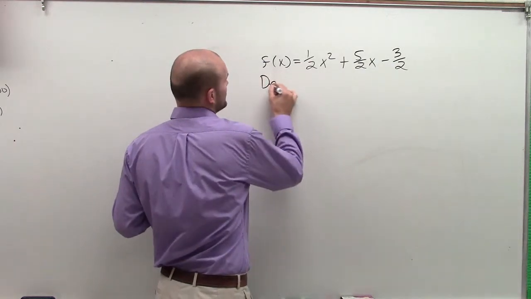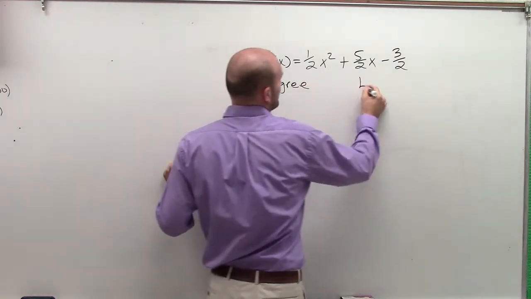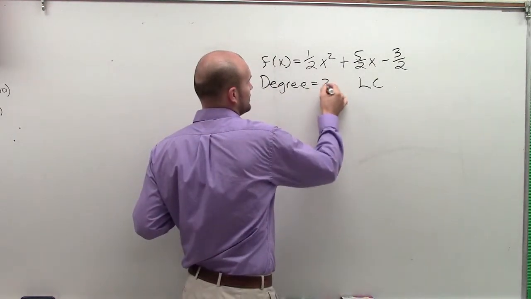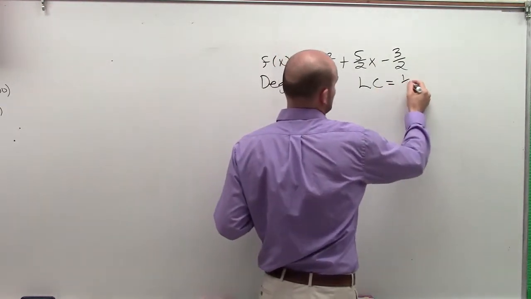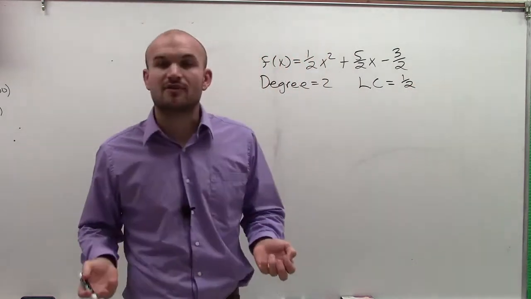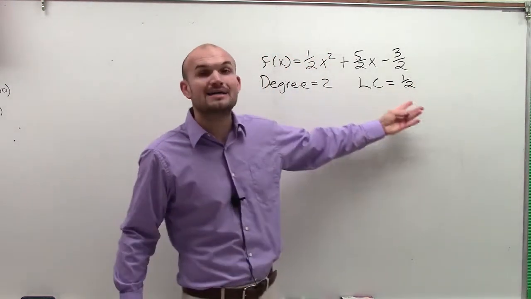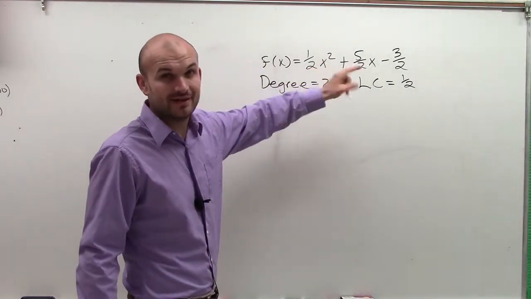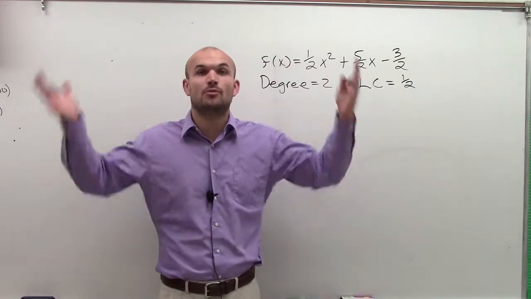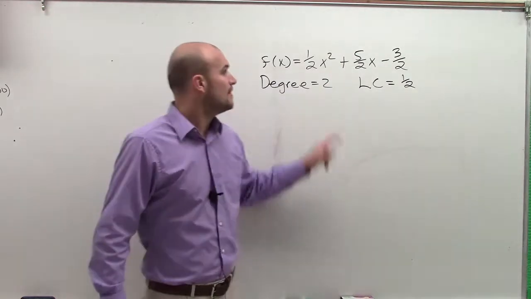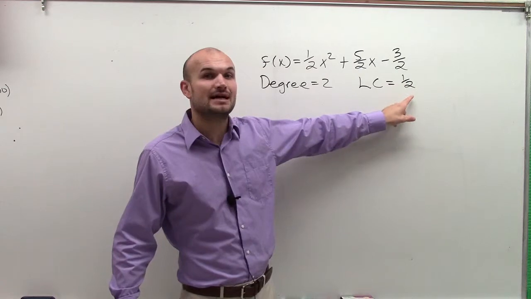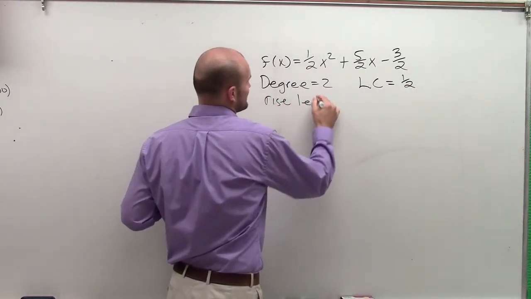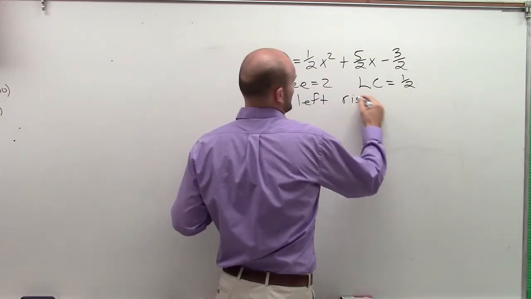For end behavior, all we're concerned about is the degree and the leading coefficient. So the degree in this polynomial is 2, and the leading coefficient is 1/2. And the reason why we don't care if it's a fraction or not is because all we're concerned about is is it positive or is it negative. So my degree is going to be even, so that's going to tell me that my graph is either going to go both up or both down. Since my leading coefficient is positive, that means my end behavior is going to rise left and rise right.